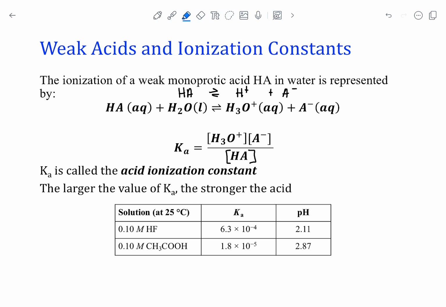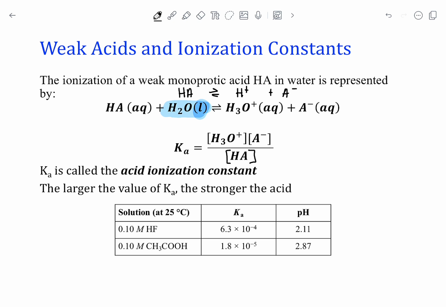You'll note that water is not present in our Ka expression because water is a liquid. Okay, so this is why we can sometimes omit water from these types of reactions because it's not going to contribute to the equilibrium because it's a liquid that does not have a concentration.